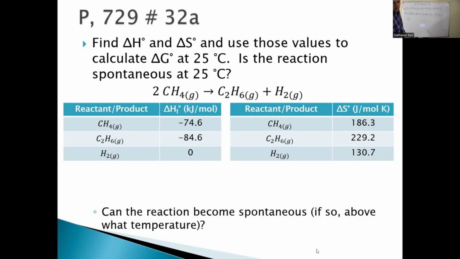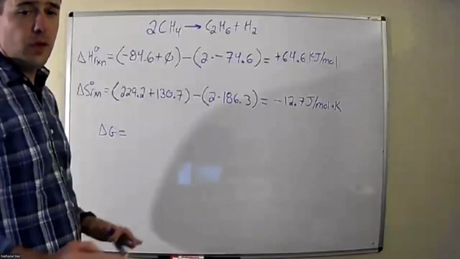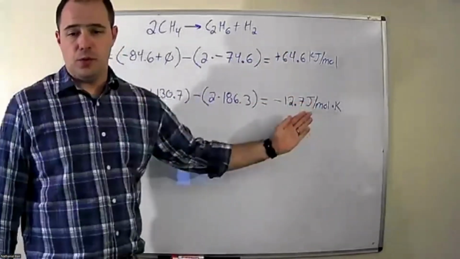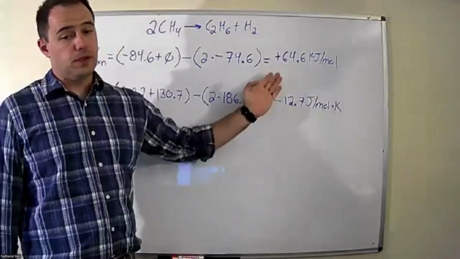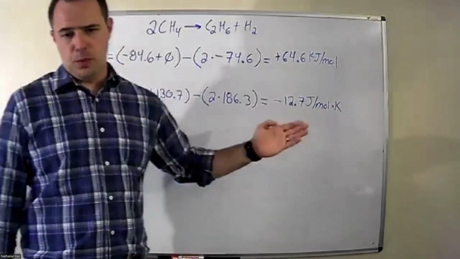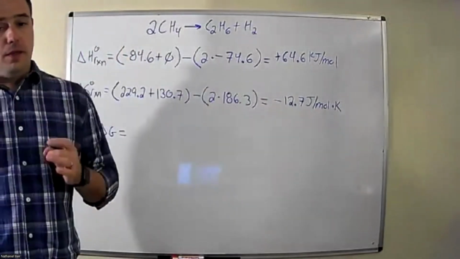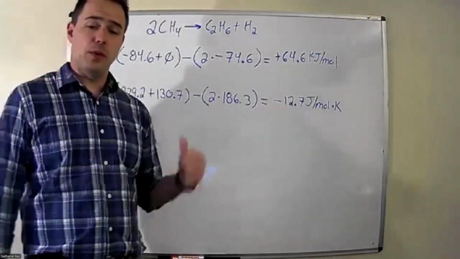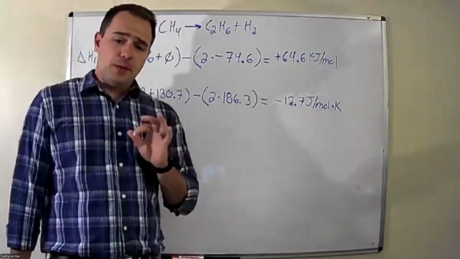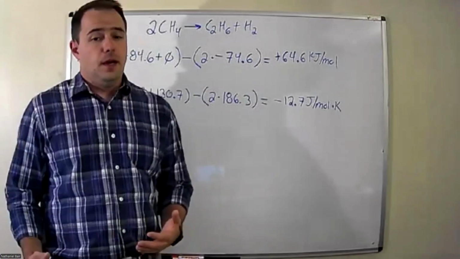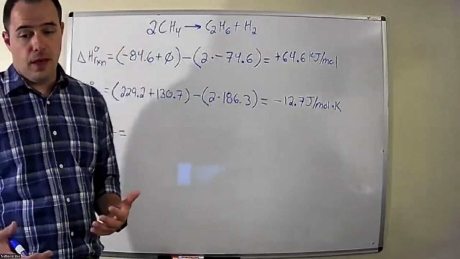All right, folks, here's what you should have hopefully gotten. You should have found this reaction is endothermic with a decrease in entropy. I got positive 64.6 kilojoules per mole for delta H, and I got a negative 12.7 joules per mole times Kelvin for delta S. This is never going to be spontaneous. Doesn't matter what the temperature is. We're going to solve for delta G here in a moment, but there's nothing you could do to this reaction that would make it spontaneous. This can't be done, okay?